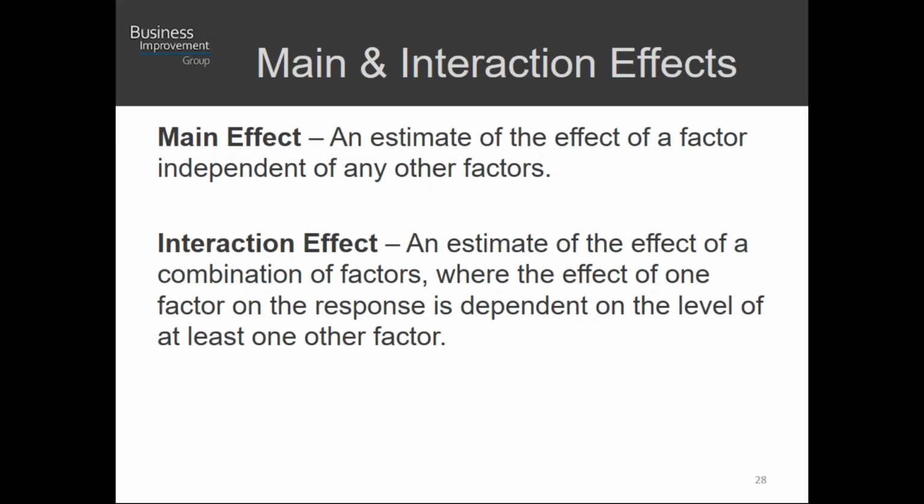An interaction effect, I kind of introduced this earlier with my cooking example. It's an estimate of the effect of a combination of factors, where the effect of one factor on the response is dependent on the level of at least one other factor. That's the technical definition, but as I mentioned before, you could just visualize, if I increase temperature when I'm cooking something, chances are I have to decrease the time so as not to overcook. And vice versa, if I decrease my temperature, chances are I'll probably have to increase the time. But not every combination results in a good meal either. So that's where this succession of experiments comes in.